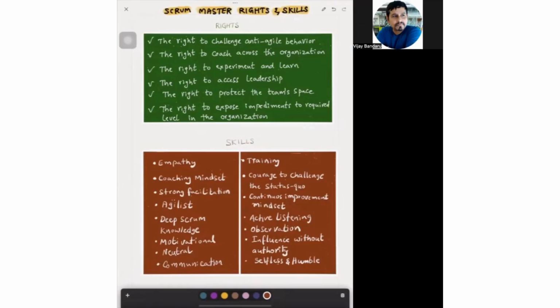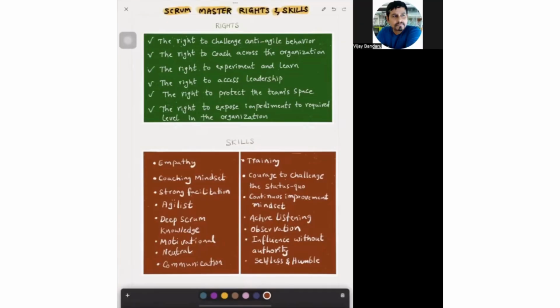And also courage to challenge the status quo and a continuous improvement mindset. So for Scrum Master, continuous improvement is a journey, not a destination. So it could be people, relationships, or practices, tools, communication, collaboration, all these things, how they can be continuously improved. That should be the mindset the Scrum Master should have.